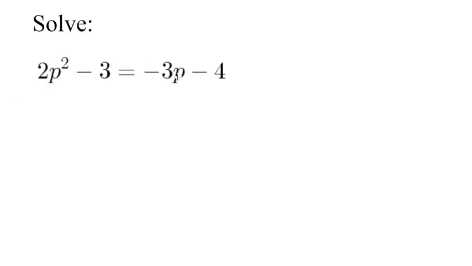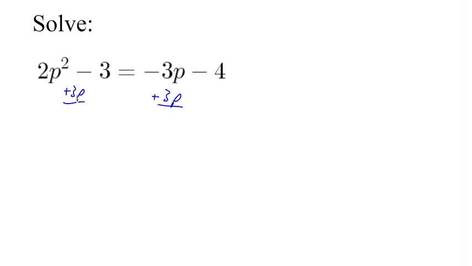In this last example, we have a quadratic equation. There is a coefficient in front of the squared term, and the equation does not equal 0 yet. So let's go ahead and move everything on the right over to the left so that we can get this equation equal to 0. I think I'll add 3p to both sides first.